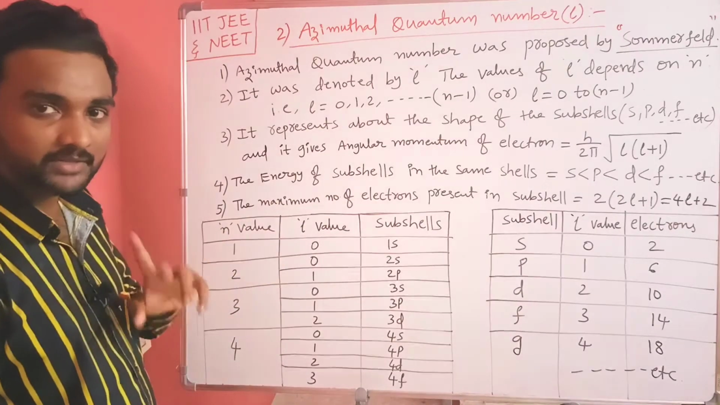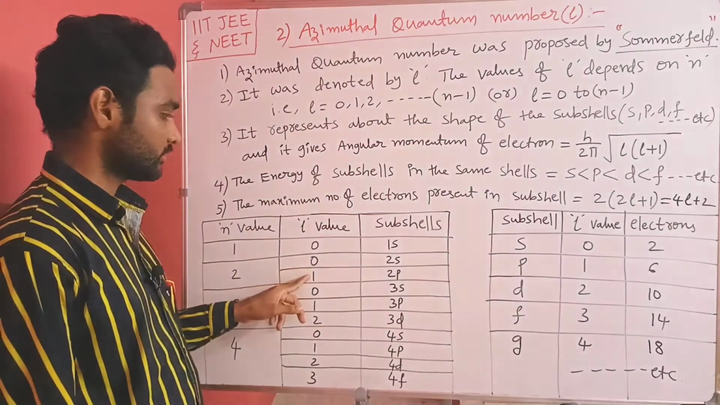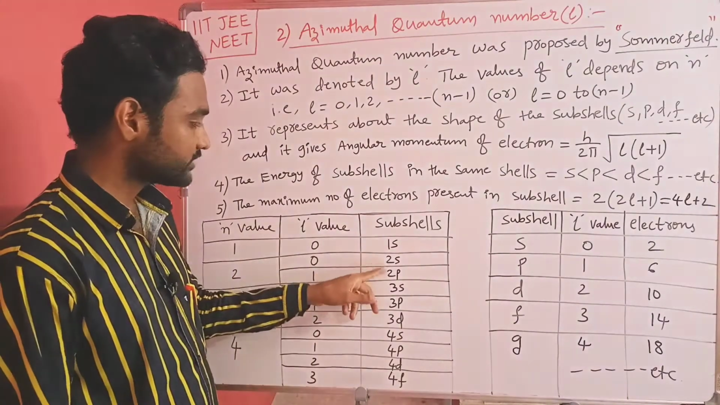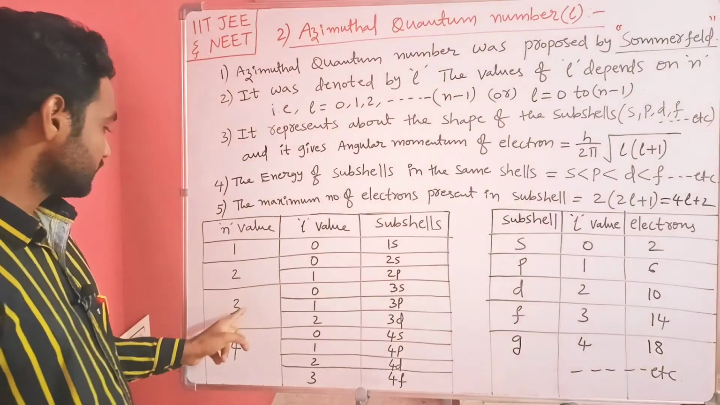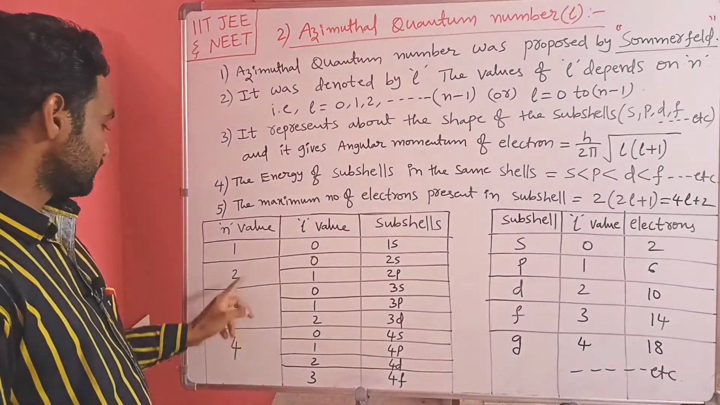Two subshells are there in that. L value is 0, 1. What are the two subshells? 2s, 2p. Okay, next third shell, I mean M shell.